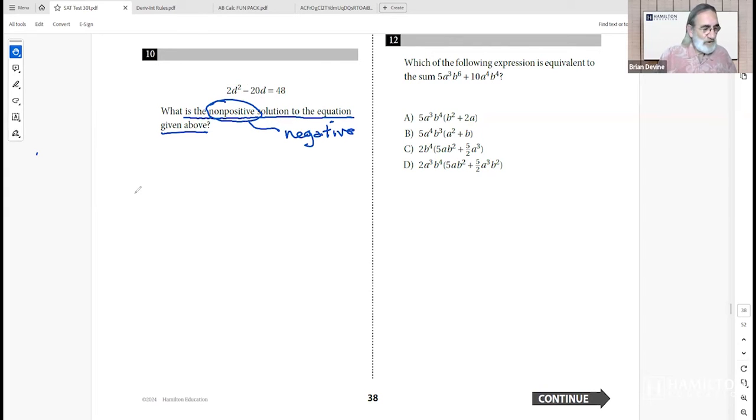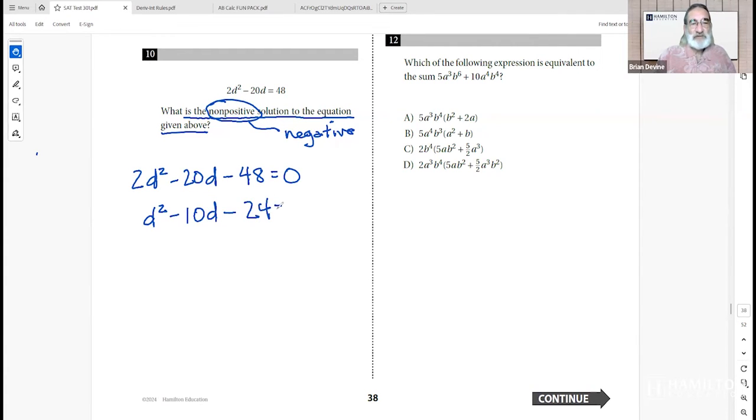And so what we're going to do is write it in a form that we can factor. So take 48 away from both sides. So now the quadratic equals 0. We can actually divide everything by 2. So d squared minus 10d minus 24 has to equal 0. Dividing 0 by 2 doesn't affect it. It's still 0. And this thing can be factored.